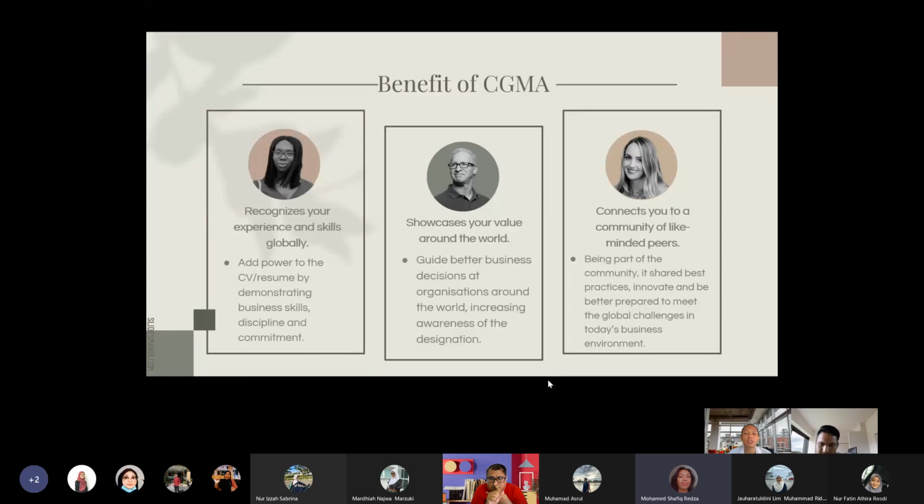And lastly, it will connect you to a community of like-minded peers and mentors. Being part of the community, you can share best practices and innovation, and be better prepared to meet the global challenges in today's business environment. So that's all for the CGMA.